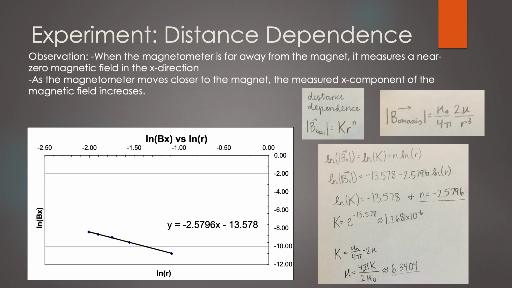Then I graphed the natural log of the distance versus the natural log of the x-component field, which is shown along with the line of best fit. We use the natural log instead of just graphing distance versus field because it helps us better visualize the relationship between the distance and the field.